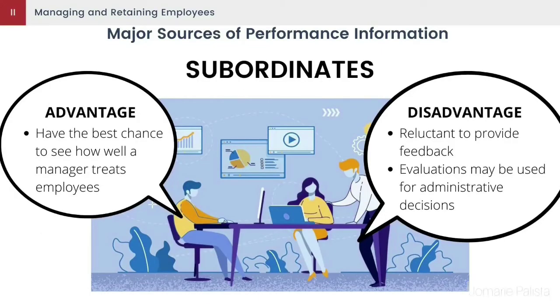Next are the subordinates. Subordinates are those people who report to the manager. They are the most valuable source of information about the performance of the managers because they have the best opportunity to see how well a manager treats employees. However, subordinates are sometimes reluctant to provide information because of the power relationship involved. They prefer to provide feedback anonymously because sometimes evaluations are used for administrative decisions.